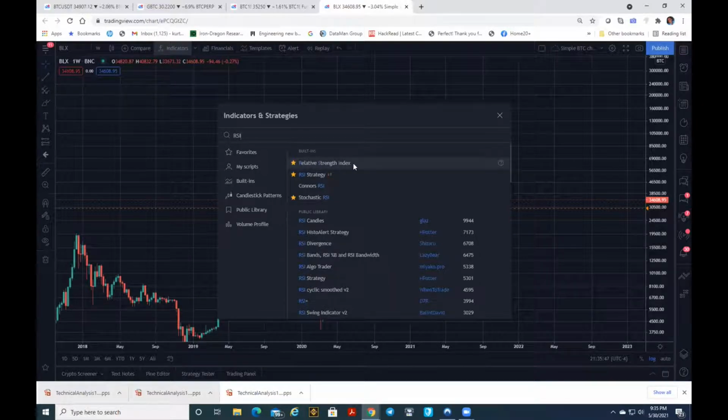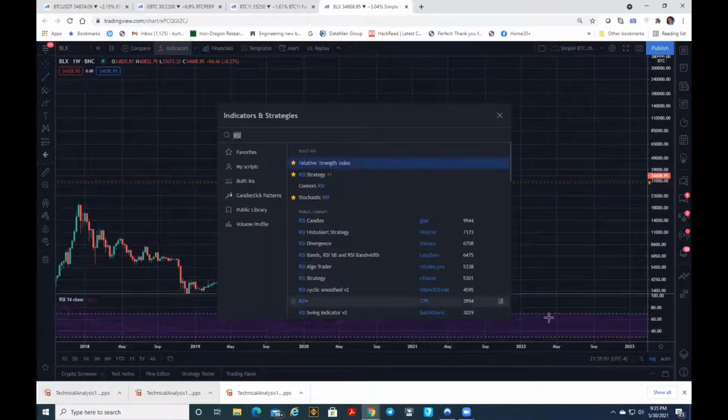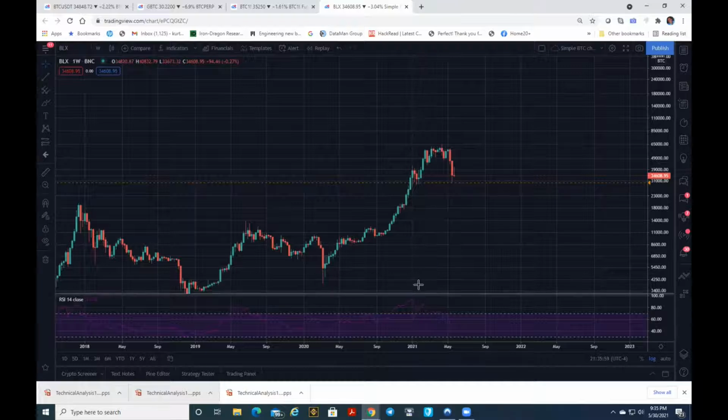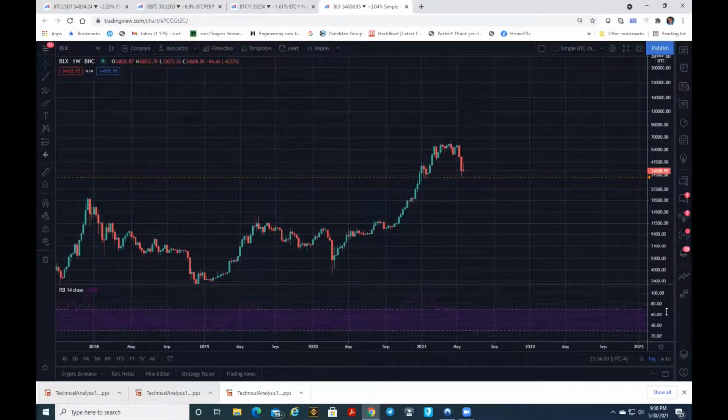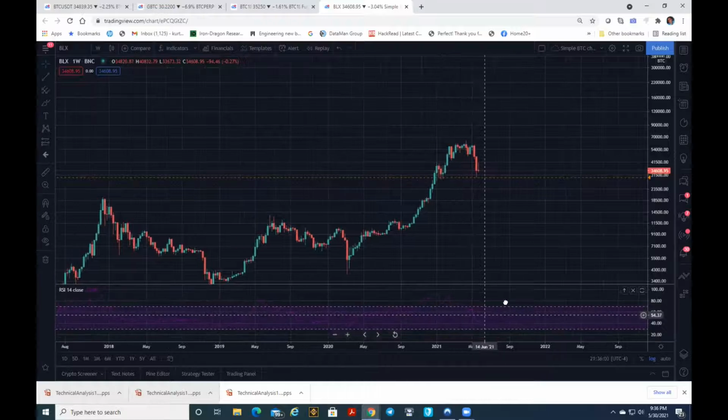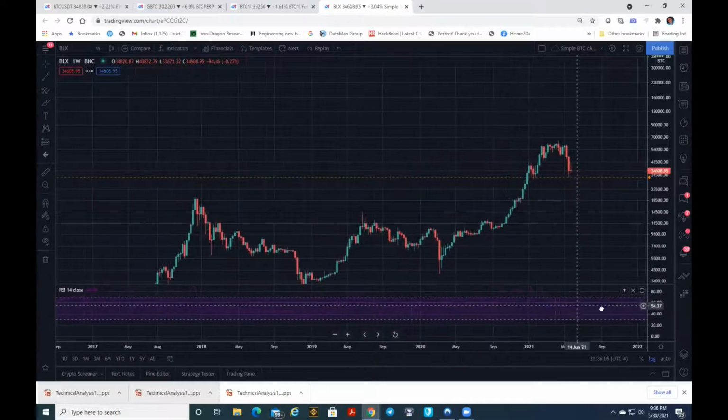As you can see, Relative Strength Index is on here. You're going to click on this to add it to your chart. As you see, it just showed up down here. I'll show you a couple tips and tricks with it right away, and then we'll get back to it and give an explanation of it. So get it set up nice and pretty in here.